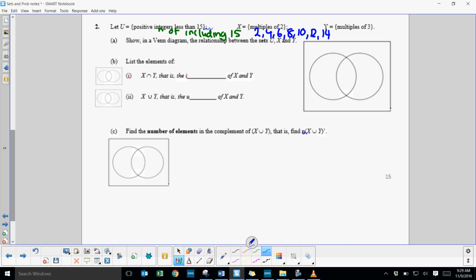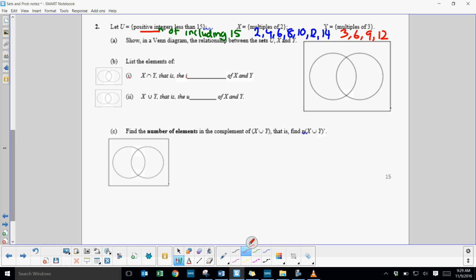Y is the multiples of 3. Y has to also belong to the universal set. So the multiples of 3 that are less than 15 are 3, 6, 9, 12. Try to think, would you include 15? No, you wouldn't, because the universe is positive integers less than 15. If it was including 15, it would say less than or including 15.